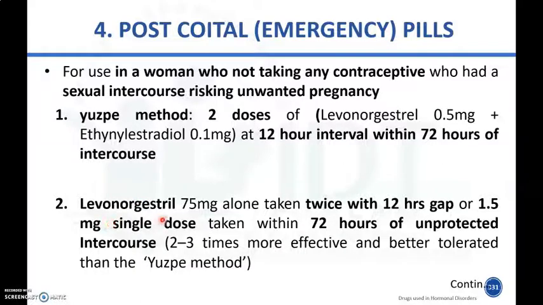Now, second method is we can use levonorgestrel 75 microgram alone, which is taken twice with a 12-hour gap, or we can use 1.5 milligram of levonorgestrel single dose, which is taken at a time within 72 hours of unprotected intercourse. Usually this method is 2 to 3 times more effective and better tolerated than the Yuzpe method. So that is the second method.